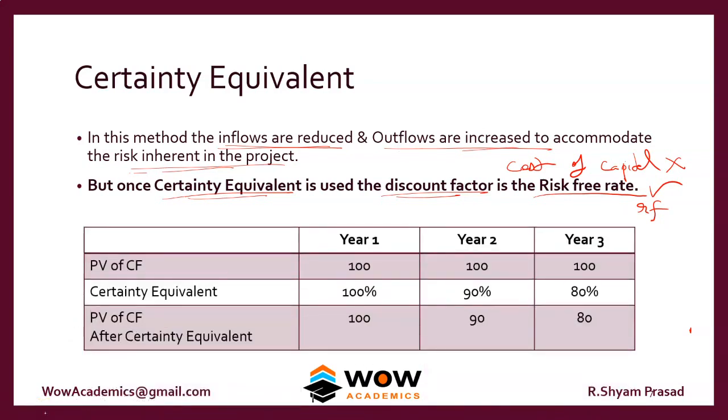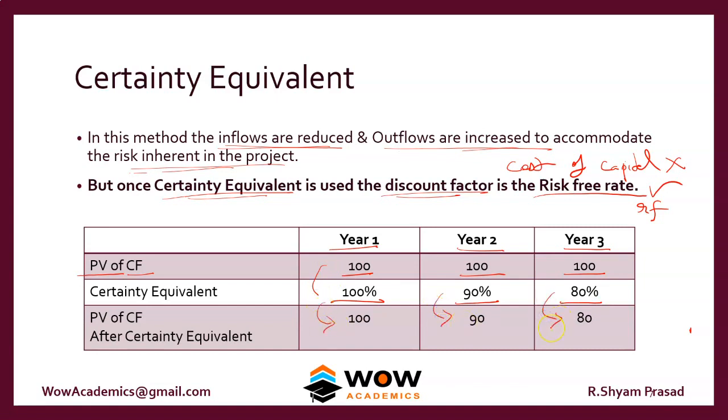So we'll have a problem. Here we have given the present value of cash flow for 3 years, and every year it is the same 100. The certainty of the cash flow to be received in the first year is 100%. The certainty of cash flow to be received in the second year is 90%. The certainty of cash flow to be received in the third year is 80%. So we multiply both these numbers and we arrive at this number.